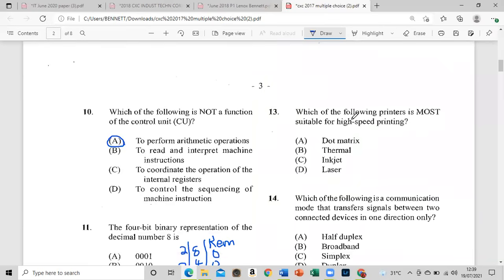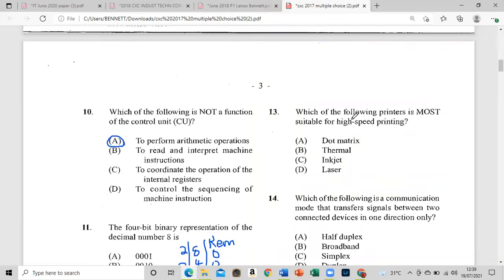All right, which of the following printers is more suitable for high-speed printing? Bold type of printing. Is it A, dot matrix, or is it B, thermal, or is it C, inkjet, or is it D, a super fast printing laser? Remember, guys, laser. All right, so that would be D.